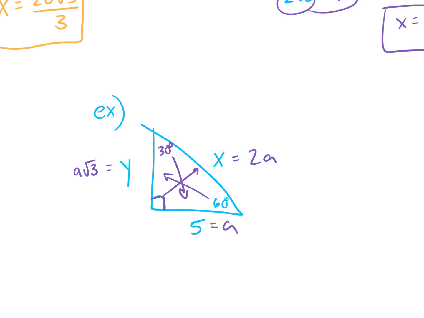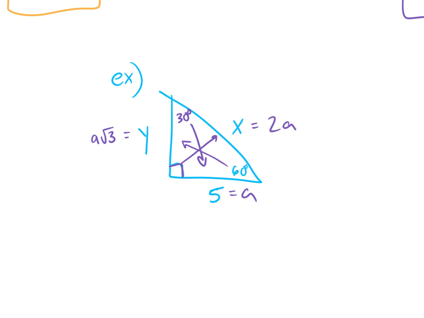So what would I do next? Plug them in. So we know that 5 is equal to a, so we're going to plug that into all of our a's. So what does y equal? Y equals 5 square root 3. And then what would x equal? It would equal 10. 2 times 5 would be 10.